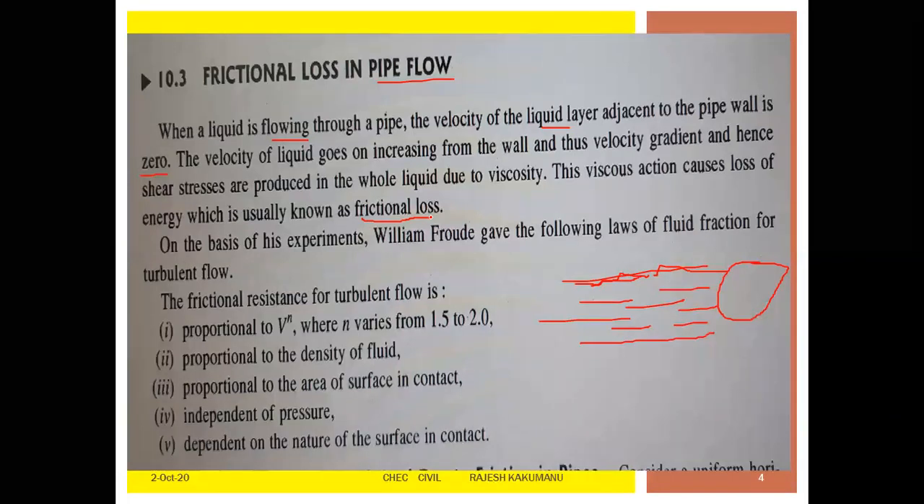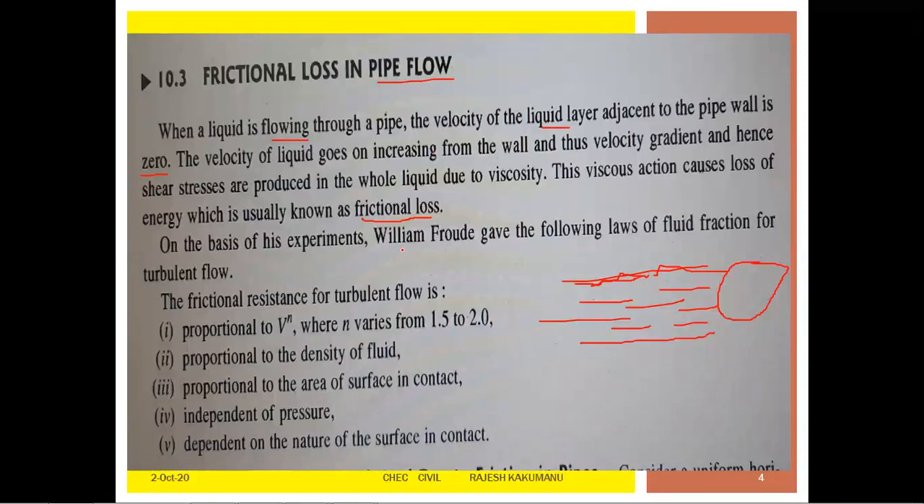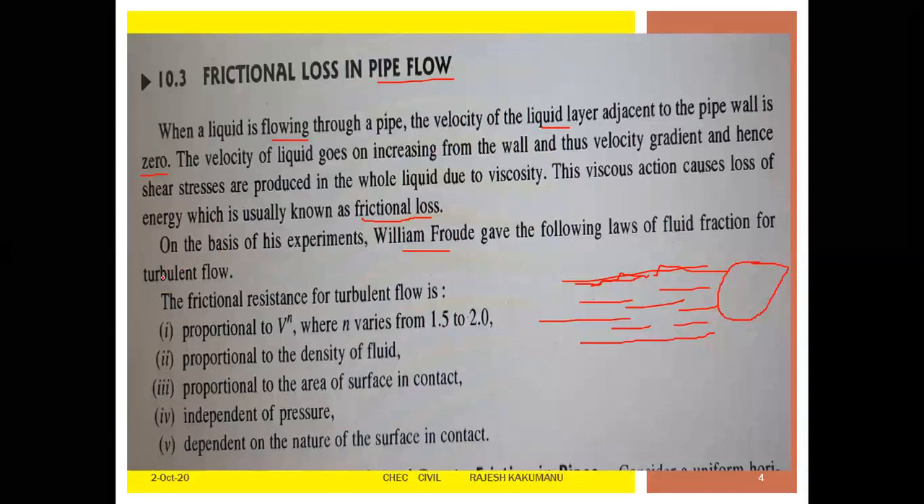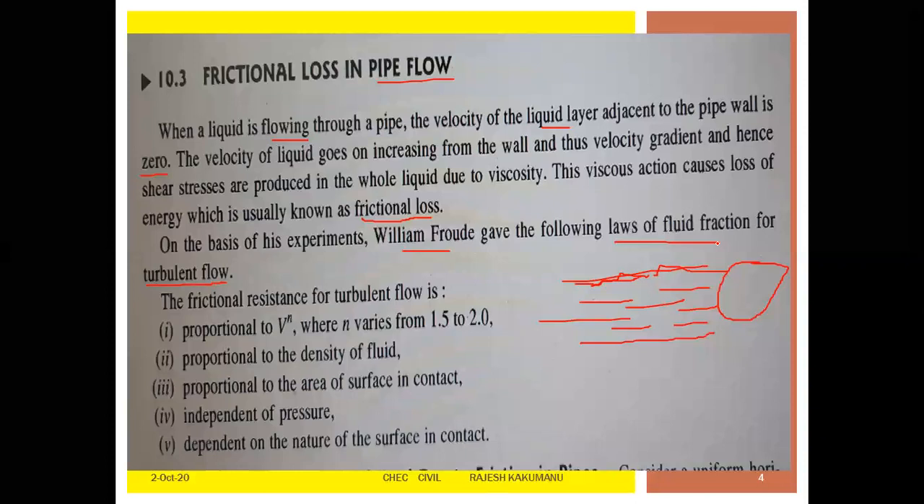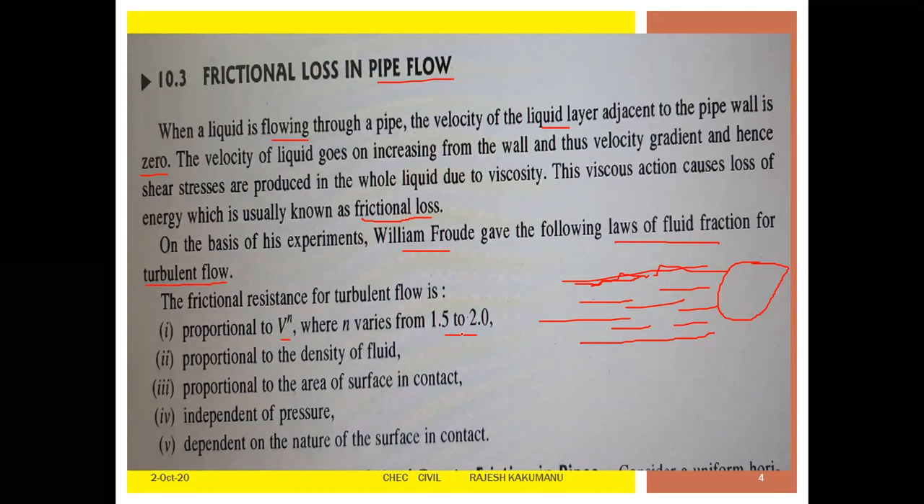Then on the basis of experiments, the scientist William Froude gave some laws of fluid friction for turbulent flow. In case we are using a turbulent flow, William Froude has given some laws of fluid friction. From the laws of fluid friction, the frictional resistance of turbulent flow is proportional to V to the power of n, where n ranges from 1.5 to 2, right?